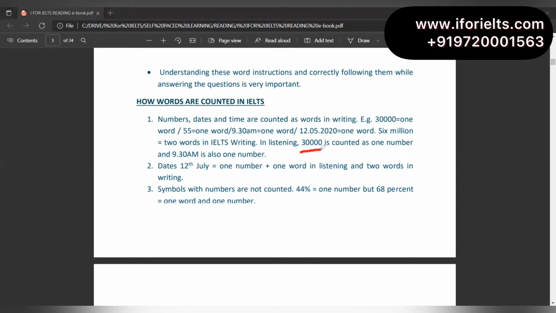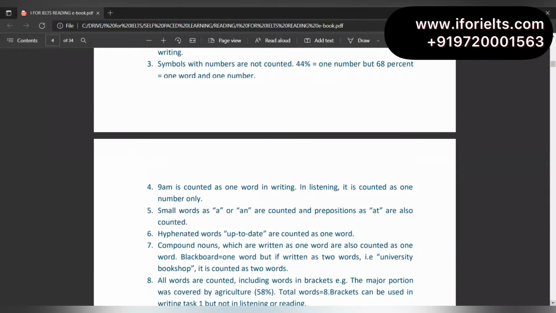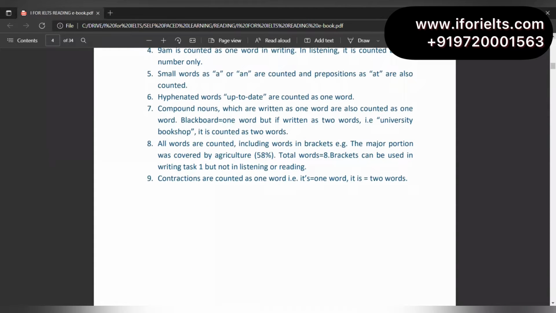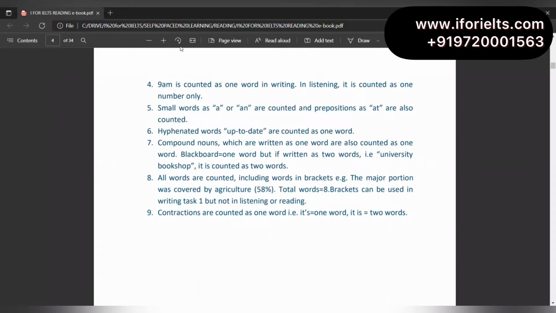In listening, 30,000 is considered as one number, and 9:30 a.m. is also one number without any space. Dates like 12th space July are one word and one number in listening and two words in writing. Symbols with numbers are not counted. For example, 44% is only one number, but 68 PERCENT is one word plus one number. Again, 9 a.m. without any space is counted as one word in writing. In listening, it is counted as one number only.